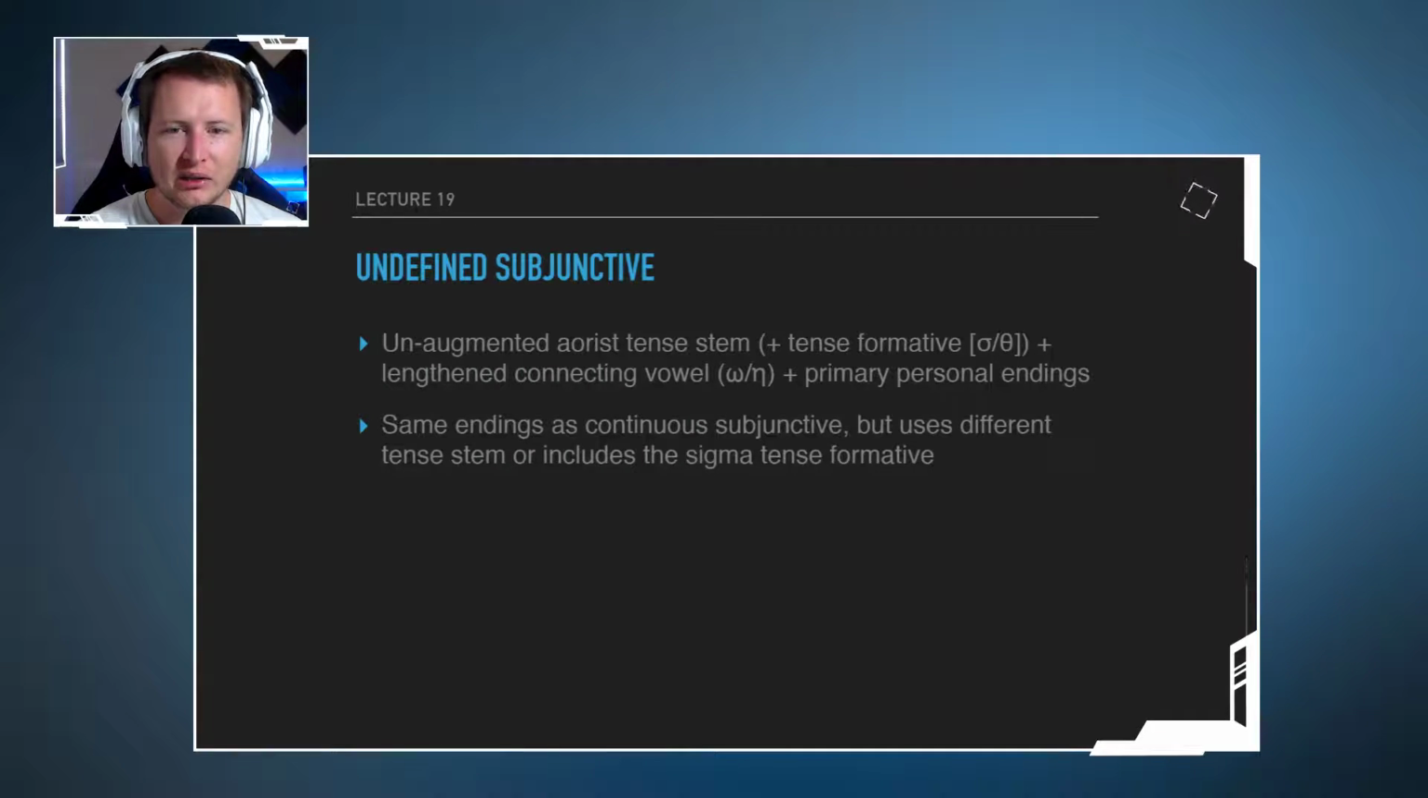So the lengthened connecting vowel doesn't change. When you deal with the undefined subjunctive, you'll have a tense formative. Now, in some cases, you'll also have the second aorist tense stem, which is another dead giveaway. You're dealing with the aorist. So look for your clues. You're either going to have the tense formative or you're going to have the second aorist, plus the lengthened connecting vowel. And then, of course, it all ends with the primary personal endings. Now, they are the same endings as continuous subjunctive, but they use a different tense stem, or they include the sigma tense formative.